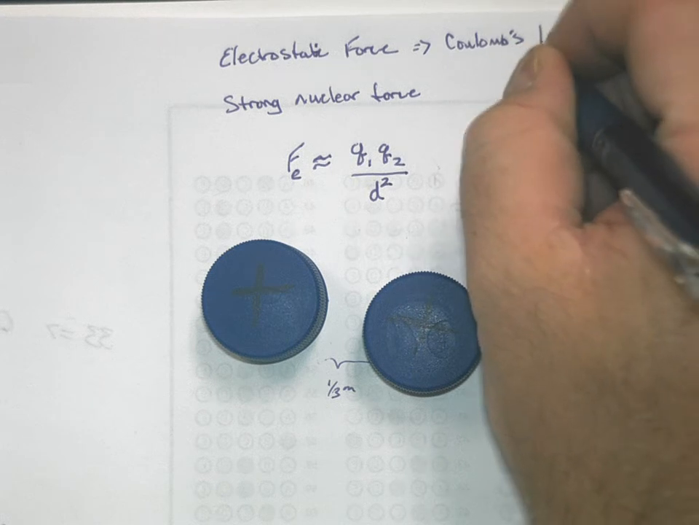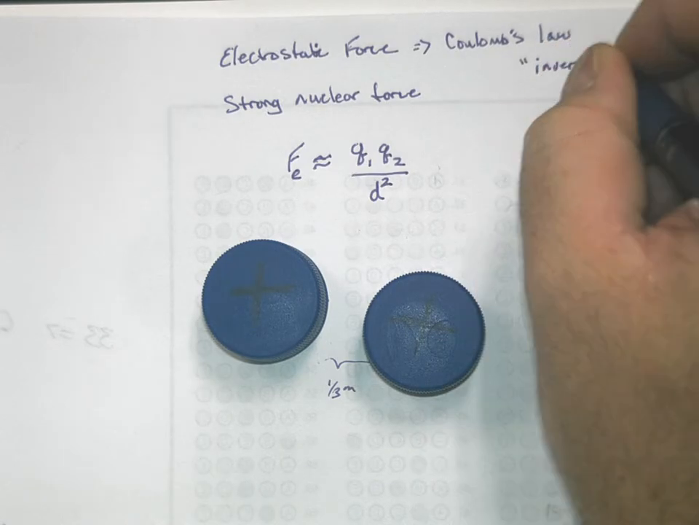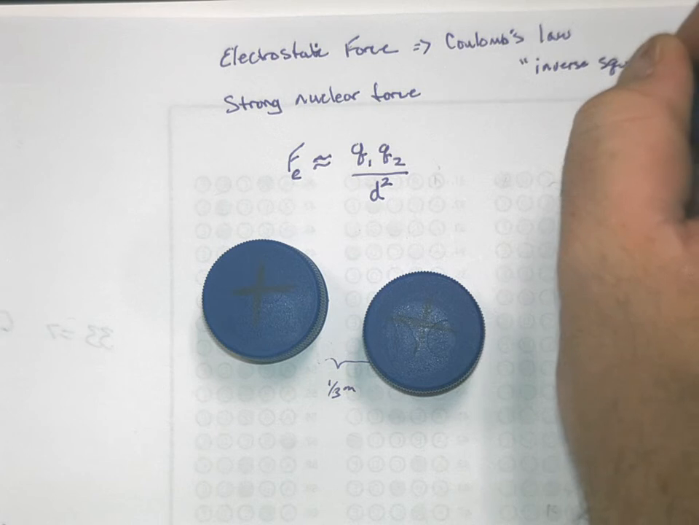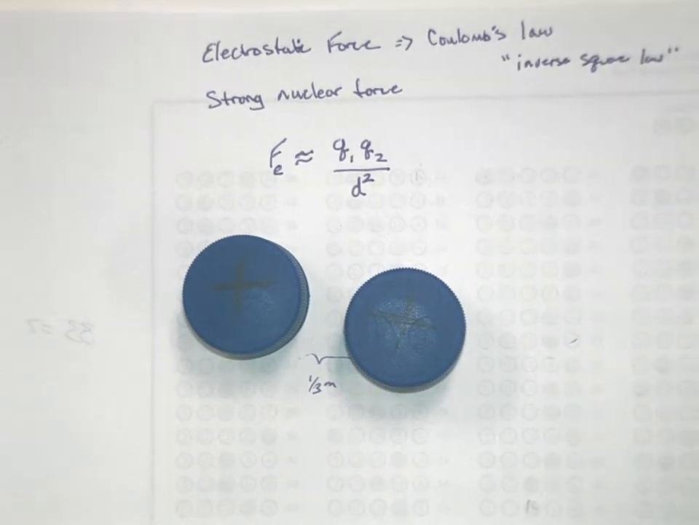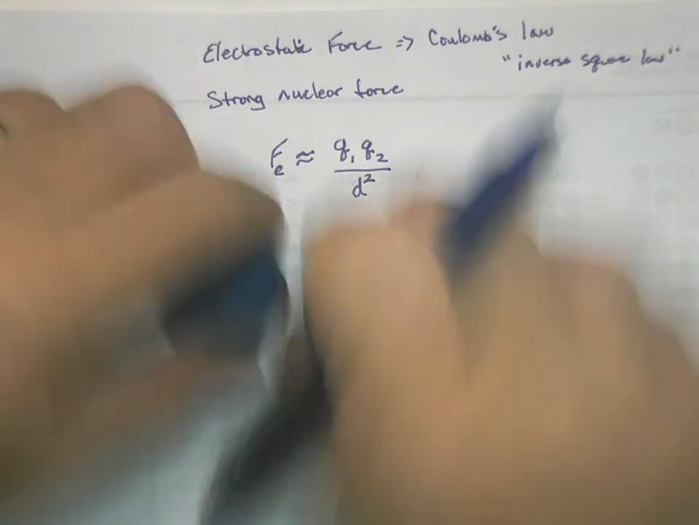Inverse square. Coulomb's law is an inverse square law. That means it increases with the inverse of the square of the distance. So if we double the distance, it's 1/4 of the force. Now, you've experienced this before, and I have a little demo.